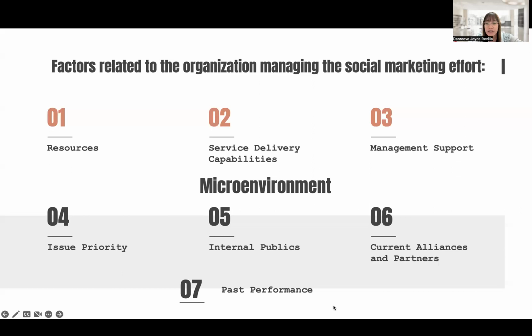Next is issue priority. For this, you would want to know if the social issue you will be addressing is given priority within your organization. Also, whether there are other issues that will potentially compete with your issue in terms of resources and support. Then next is internal publics. For this, you'd like to know who are the people in your organization who would most likely support your campaign. Next, current alliances and partners.